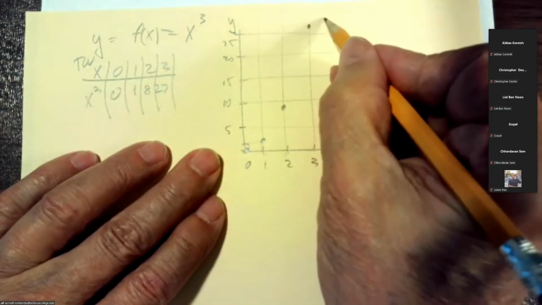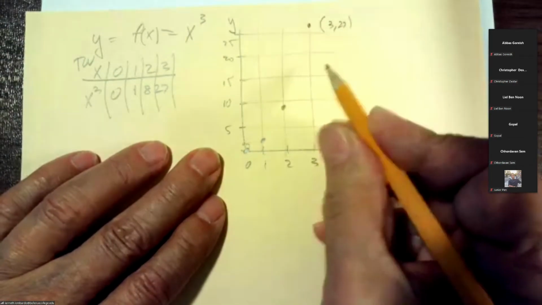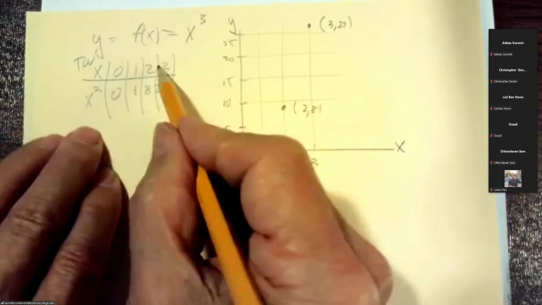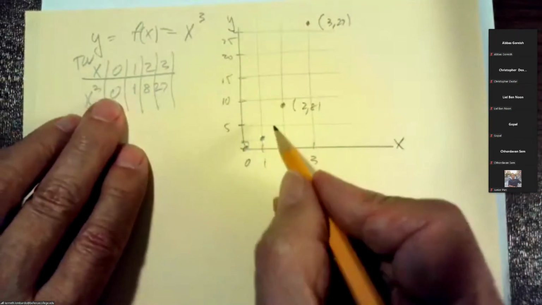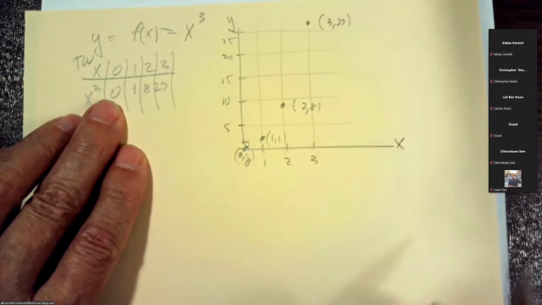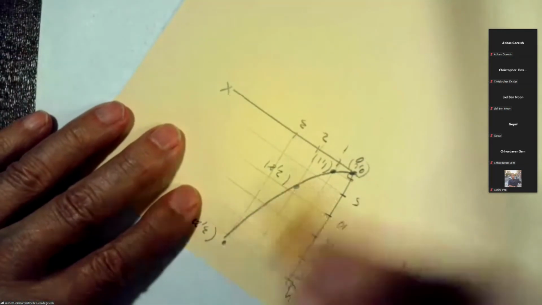So then I label my points, 3 and 27, because these points don't have any meaning if I don't put labels on them. 2 and 8. And showing the values over here is not the same as labeling the points here. I always want to see the points on the graph. And then 0, 0. If I were to connect those, it would look roughly like that.